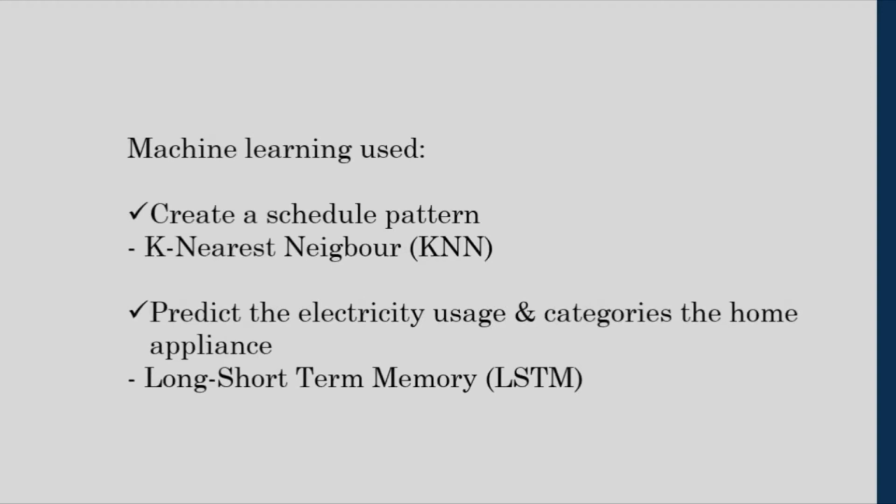In this application, I am using two machine learning algorithms. First, for generating the schedule for the socket, I use K nearest neighbor, KNN. The reason I use this is because KNN is simple and easy to implement. For predicting the electricity usage, I use long short-term memory, LSTM.